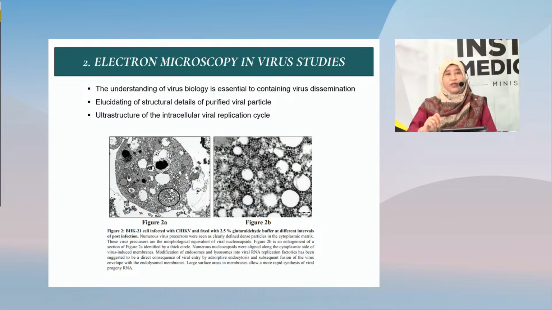Okay, EM was also widely used to study the interaction between the virus and the host cell, and the biology of the virus within the cell, where this understanding is important in containing viral dissemination, vaccine development, and so on. The micrograph is an image of BHK, or baby hamster kidney, cell line infected with chikungunya virus. It shows the locations of virus replication, virus shedding, and how it behaves in the cells.